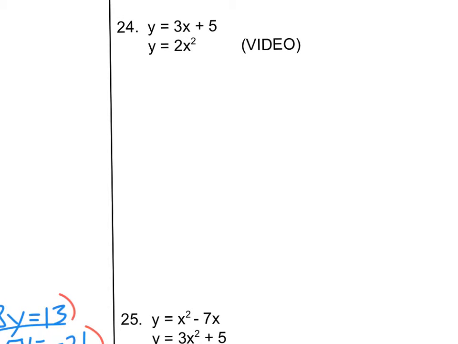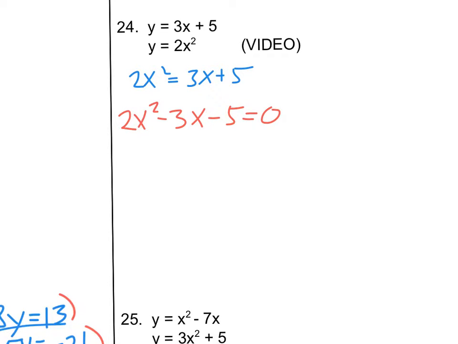And finally, we've got two things that are both equal to y. I might just set them equal to each other, so that would be 2x squared is equal to 3x plus 5. I know with an x squared, I've got to bring everything over to the same side. I tend to like keeping the x squared positive. So we're going to have 2x squared minus 3x minus 5 is equal to 0. And by golly, that looks factorable.